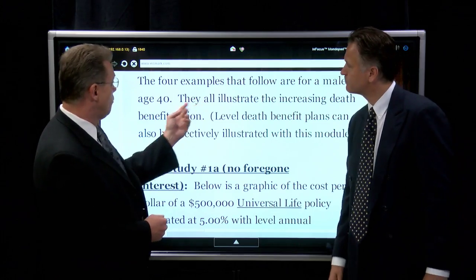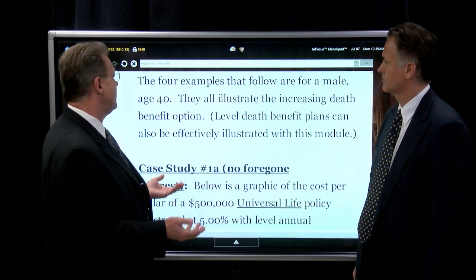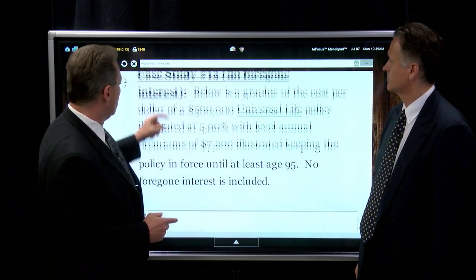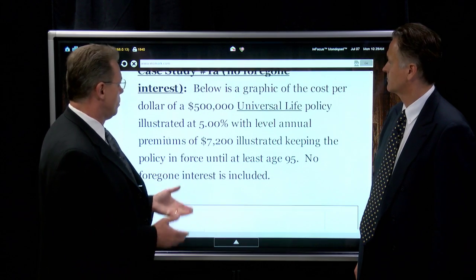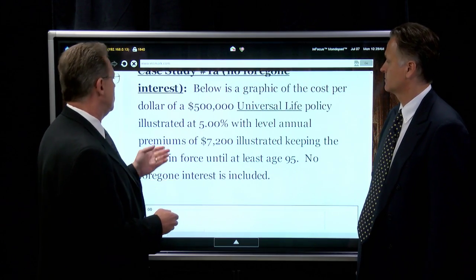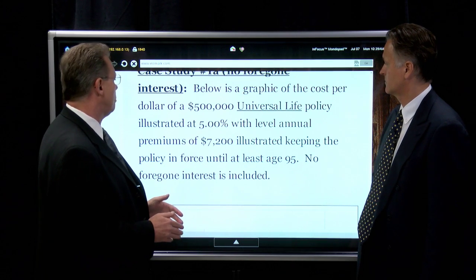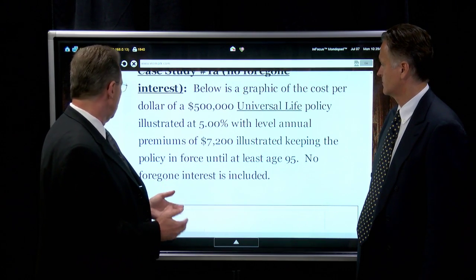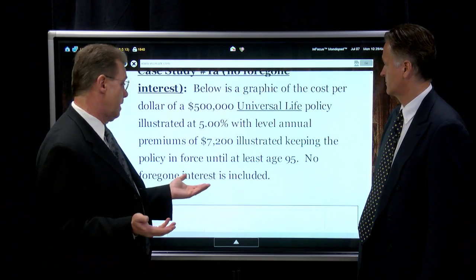Well, we're using a male 40, and the illustration is going to use an increasing death benefit option. And in our case study, we're showing a graphic per cost of dollar for $500,000 using a universal life policy illustrated at 5% with level annual premiums of $7,200, illustrated keeping the policy in force at least to age 95.